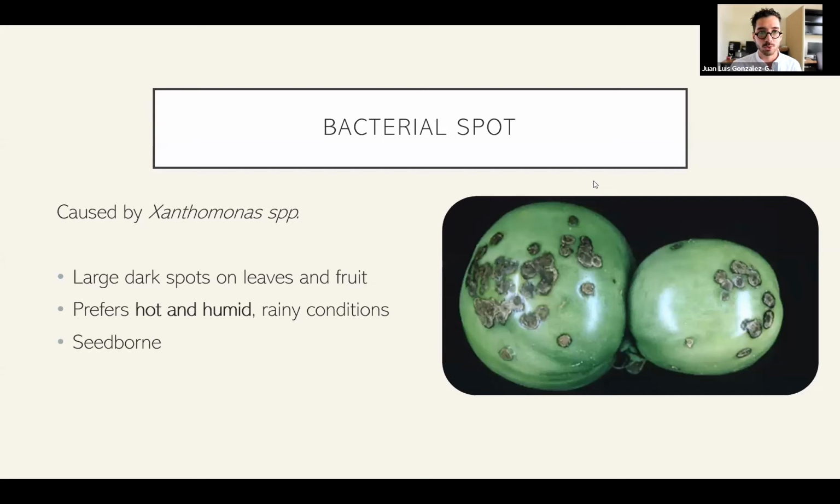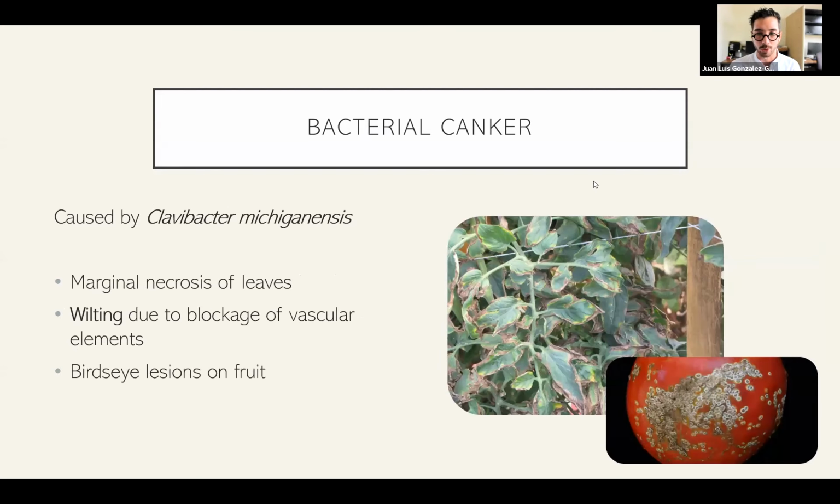The second disease would be bacterial spot, caused by a different species of bacteria. This disease causes large spots on leaves and fruits, and it is very characteristically associated with hot and dry, and humid rainy conditions. This disease is also seed-borne.